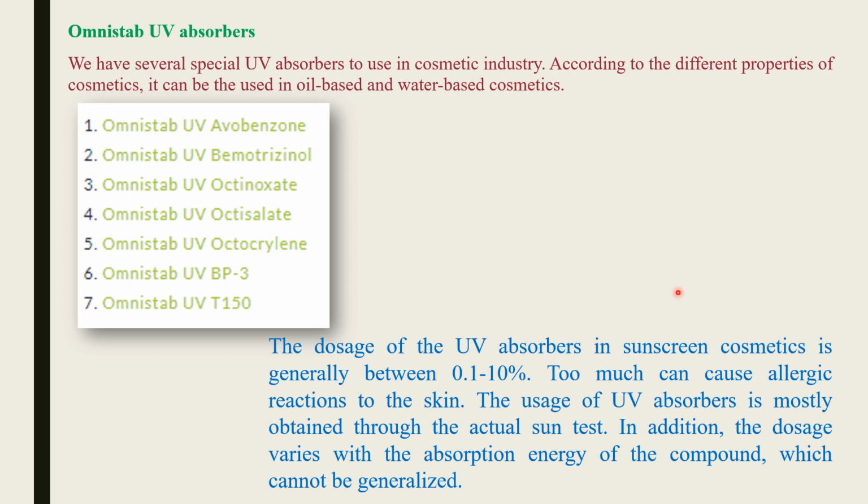So generally, sunscreen cosmetics which have UV absorbers, as it may be written on the package of your sunscreen, should contain between 0.1 to 10%, and too much can cause allergic reactions to the skin. The usage of UV absorber is mostly determined through the actual sun test. In addition, the dosage varies with the energy absorption of the compound and cannot be generalized.